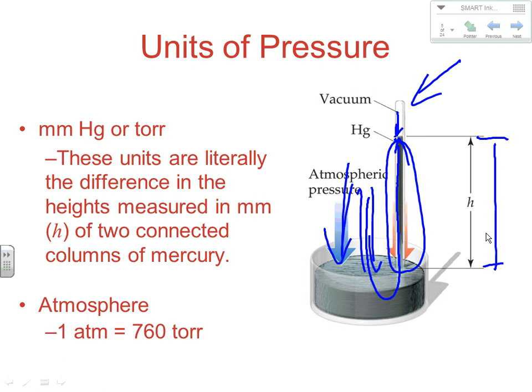Now, atmosphere is our last one, and this is a really, really common one. So we typically see kilopascals and atmospheres. Those are our two most common units. 1 atm, so normal atmospheric pressure, is about 760 torr, which is about 760 millimeters of mercury, which is around 101.325 kPa.